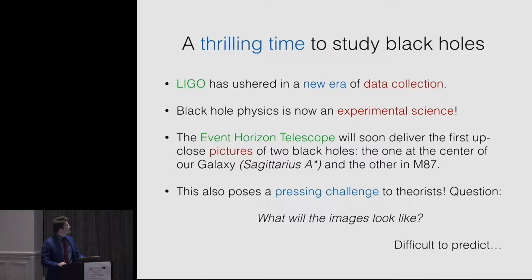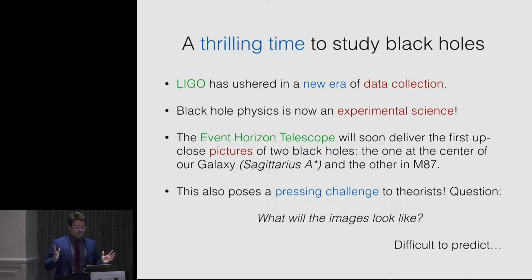So I don't need to convince anybody here that this is really a thrilling time to study black holes. LIGO's unprecedented historic discovery has ushered in a new era of data collection, and black hole physics is now an experimental science, which is very exciting. And in particular, there's a very exciting experiment that everybody here knows about, which is the Event Horizon Telescope that promises to soon deliver the first up-close pictures of two real black holes in our sky, namely the one at the center of our galaxy, Sagittarius A star, and the other one at the center of M87.